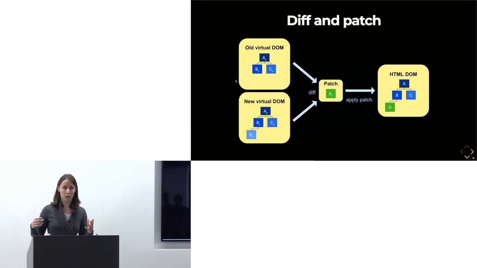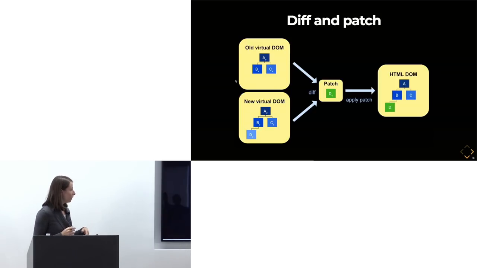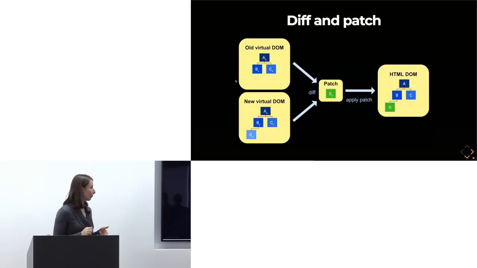And recall we want to use a declarative paradigm where we just all at once specify what we want our new DOM to look like. So I create a completely new virtual DOM from scratch that has the nodes A, B, C, D. Then the first step of the diff and patch algorithm is diffing. So we diff the old virtual DOM against the new virtual DOM, and we produce a patch that contains exactly the difference between them. In this case, the difference is just this additional child node D.